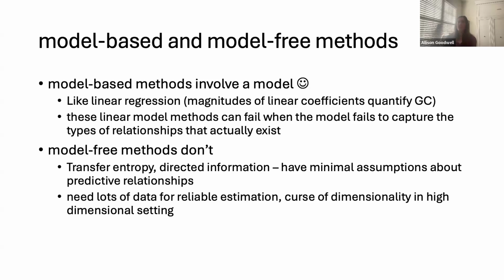And then on the other side, there are model-free methods, and they don't involve a model. And that's their strength. So measures like transfer entropy or directed information are based on taking the data and getting a probability distribution from that data and computing conditional mutual information. And they have minimal assumptions about what the predictive relationship is. So they loosen the assumption that your relationship is linear.